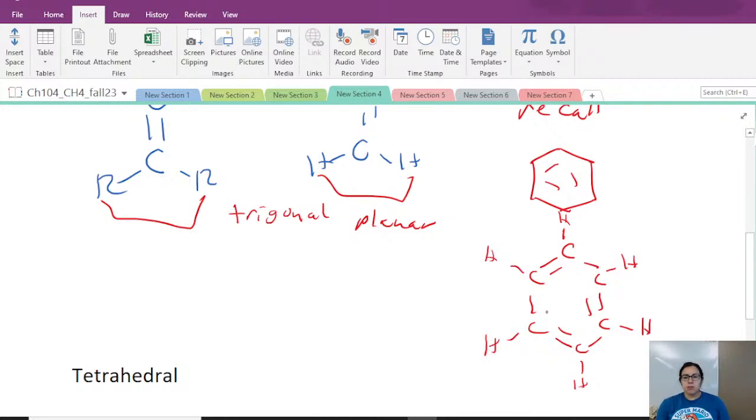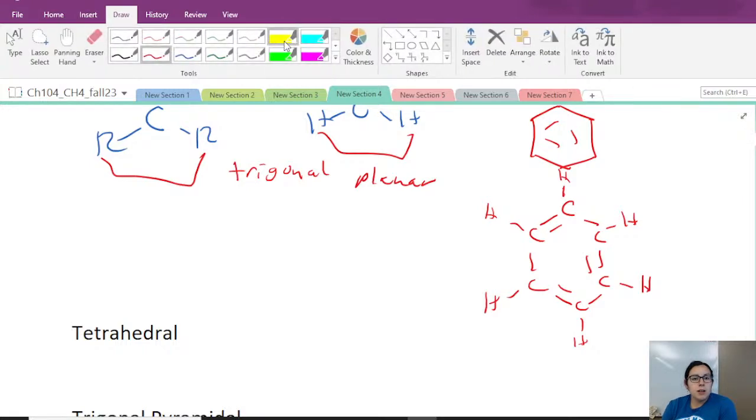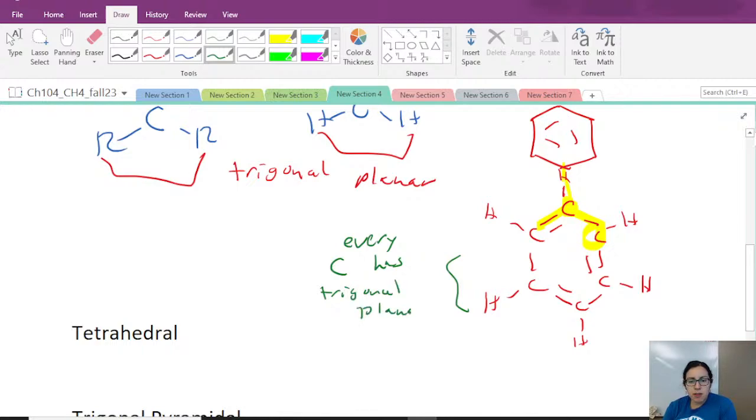We'd mentioned previously that we knew the structure was planar, but we're just re-emphasizing. Each carbon is bonded to 3 things, so every carbon center here has that trigonal planar geometry as well. And so again, that's how we know this whole molecule of benzene is planar.